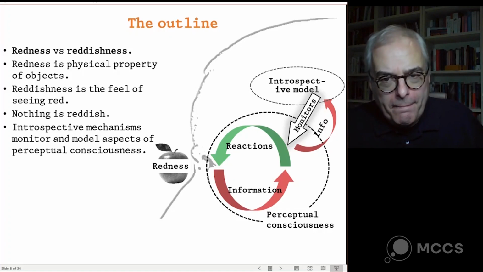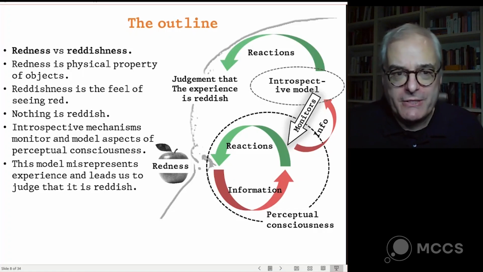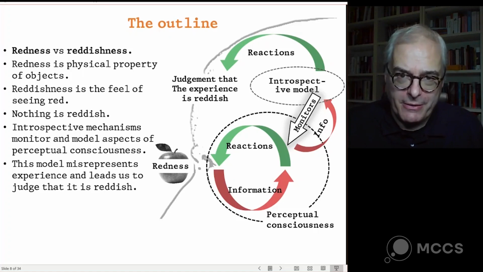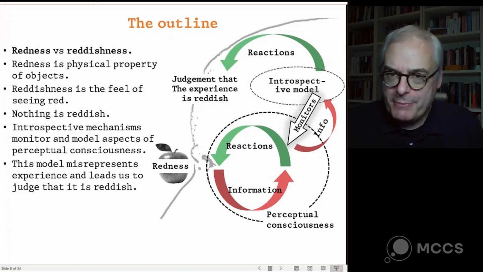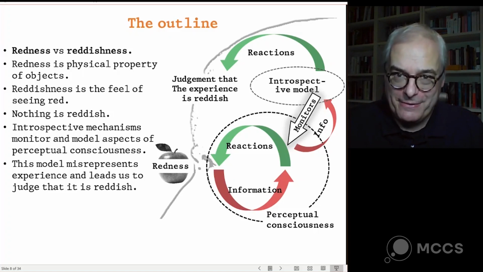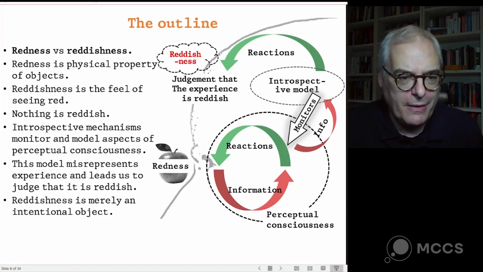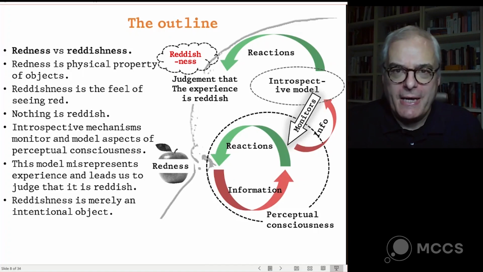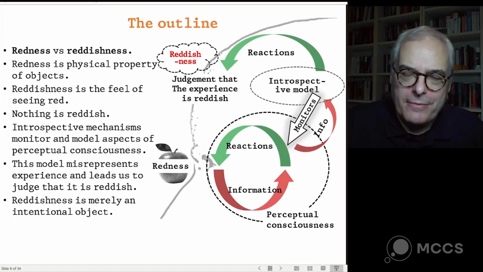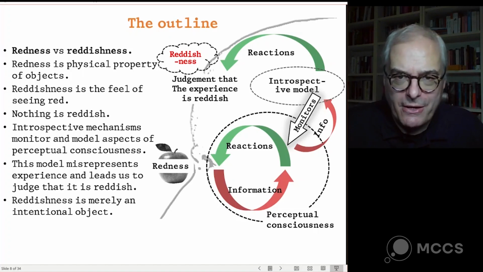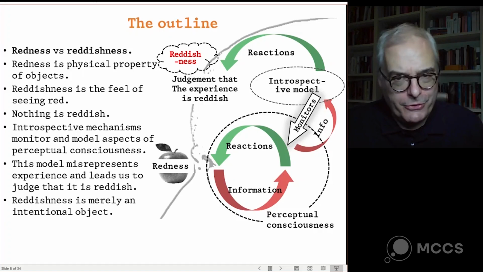And this introspective model misrepresents experience in some ways. It's not a wholly accurate model. It's simplified, perhaps caricatured and distorted in some ways, and that leads us to judge that the experience has a phenomenal quality to it, leads us to judge that the experience has this mental reddishness. That's where reddishness comes into the picture, as the content of the judgment that our introspective model leads us to form. So on this view, reddishness is merely an intentional object. It doesn't exist in reality. It exists only as the content of our representations, just as Sherlock Holmes exists only as the content of the thoughts you have when reading Conan Doyle's novels and stories.